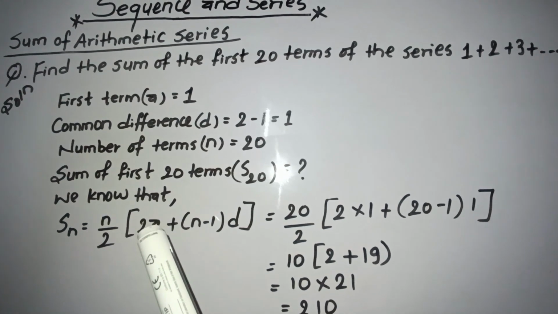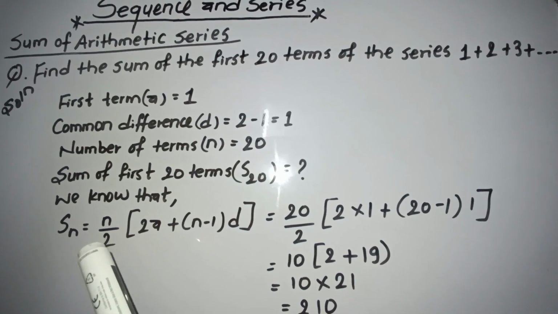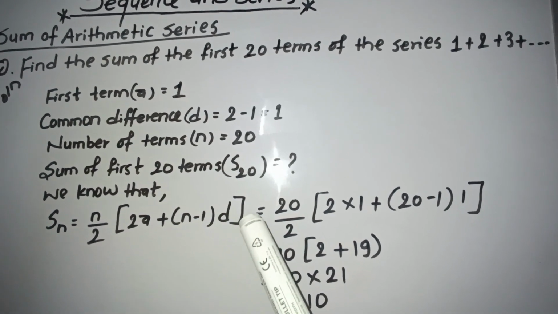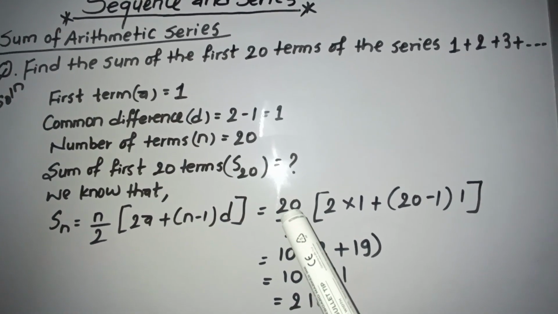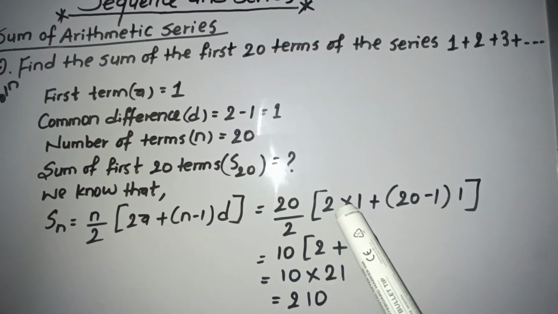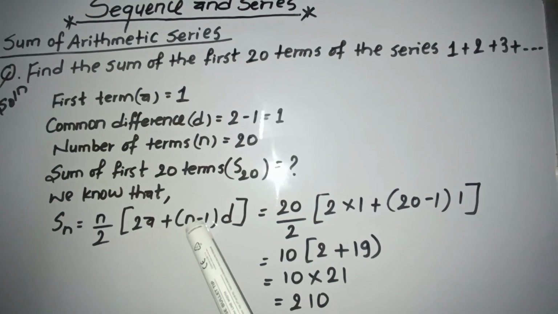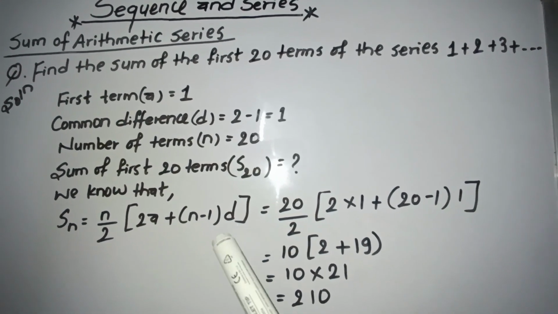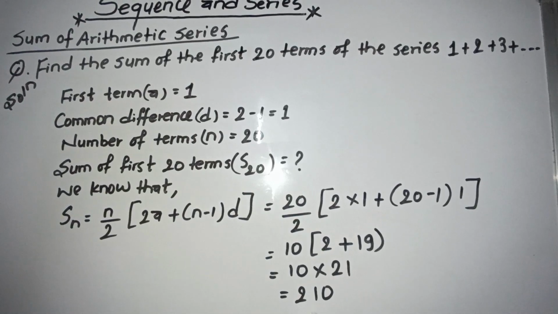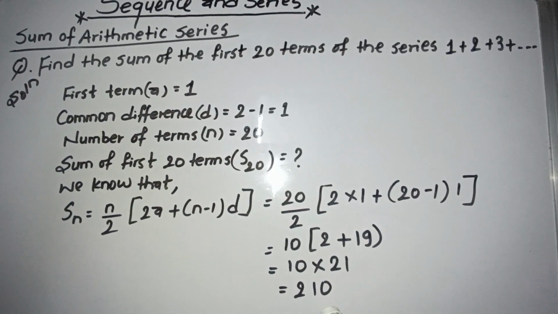We know that the formula to calculate the sum of the terms is Sn is equal to n by 2 bracket 2a plus bracket n minus 1 bracket d, where n is the number of terms and we have 20. Similarly, a is the first term, 1, and the number of terms n, that is 20, minus 1, and this is the common difference, that is 1. And solving this, finally we get the sum of the first 20 terms is equal to 210.